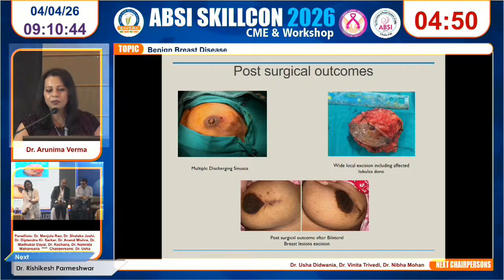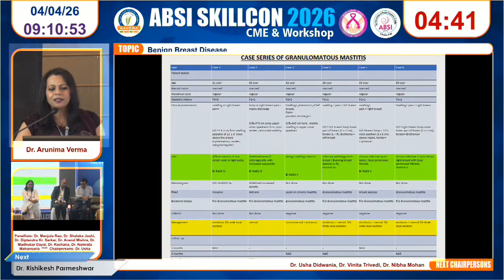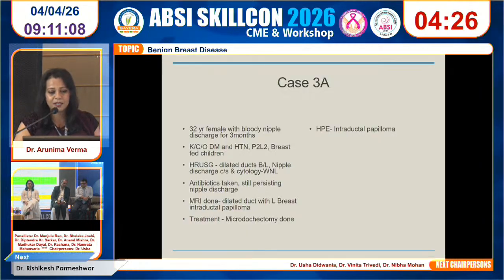And this was the post-surgical outcome of the patient. So you can see multiple discharging sinus, and this particular patient came up with both sides, so this is her final result. And these are few cases that I have seen in the recent past, and most of them landed up with wide local excision, to be honest. Most of them were diagnosed as BIRADS 2 or 3, only one showed BIRADS 4. And FNAC was conclusive in 2 of them actually, as granulomatous mastitis.